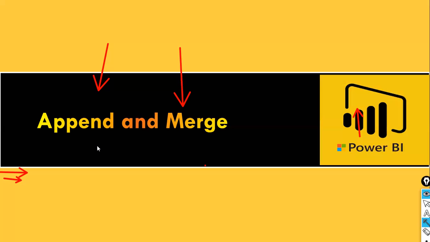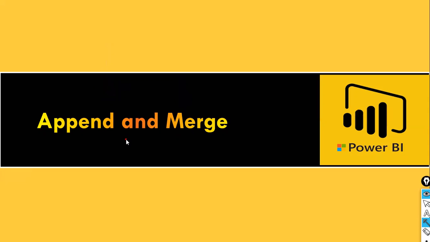Whereas merge is something similar to append, but in the case of merge, we'll be combining data from two or more tables based on matching rows. That is the difference between append and this one. In append, we are simply combining rows from two or more tables, one after another. Whereas here, we're combining data from two or more tables based on matching rows. What do you mean by matching rows?